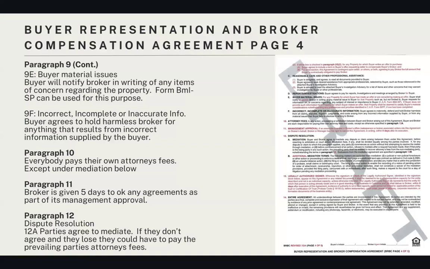9F, incorrect, incomplete, or inaccurate info. The buyer is indemnifying and holding harmless the broker if anything happens as a result of the buyer giving the broker any inaccurate or bad information. Paragraph 10, everybody pays their own attorney's fees except under the mediation clause below. We'll talk about that. Broker is given 5 days.